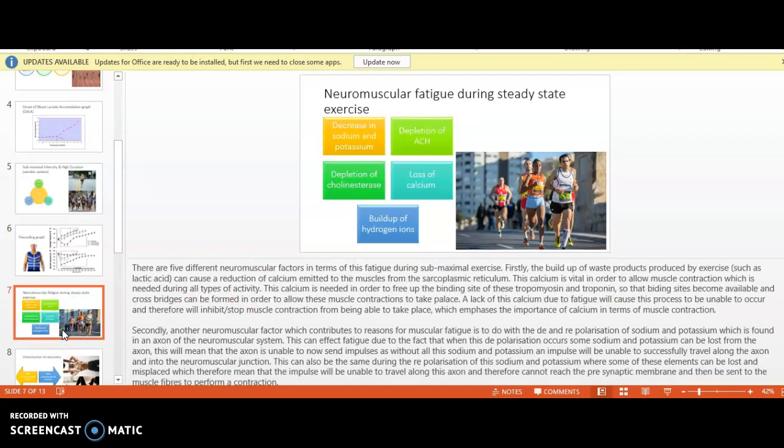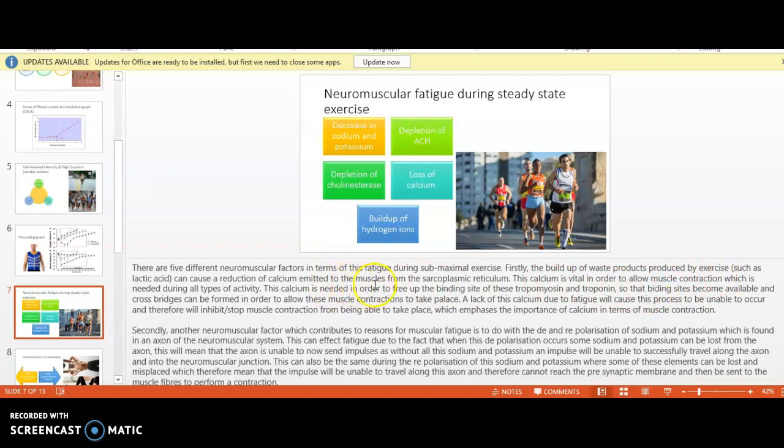Neuromuscular fatigue during steady state exercise. There are 5 different neuromuscular factors in terms of this fatigue during submaximal exercise. Firstly, the buildup of waste products produced by exercise, such as lactic acid, can cause a reduction of calcium emitted to the muscles from the sarcoplasmic reticulum. This calcium is vital in order to allow muscle contraction, which is needed during all types of activity.